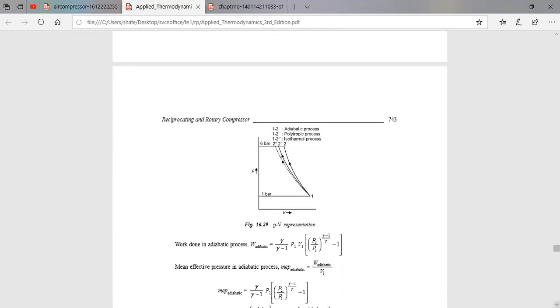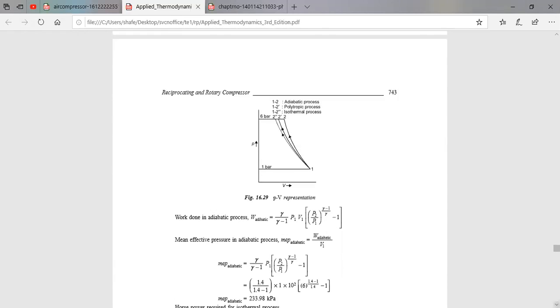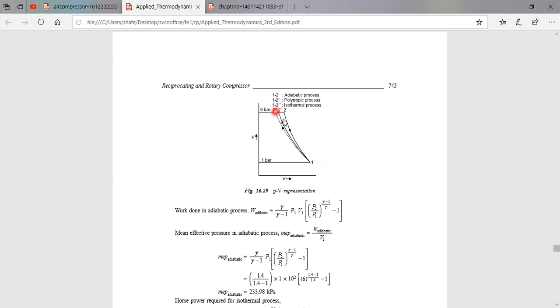Now this is what will happen. This is the adiabatic process, and this is the isothermal process, as well as all the things we discussed. And this is 1 bar to 6 bar pressure, what exactly we're discussing for the problem.